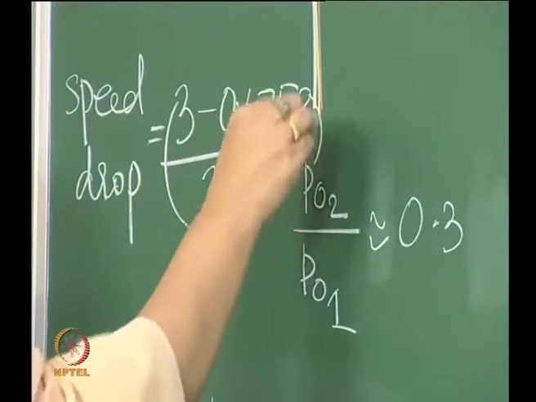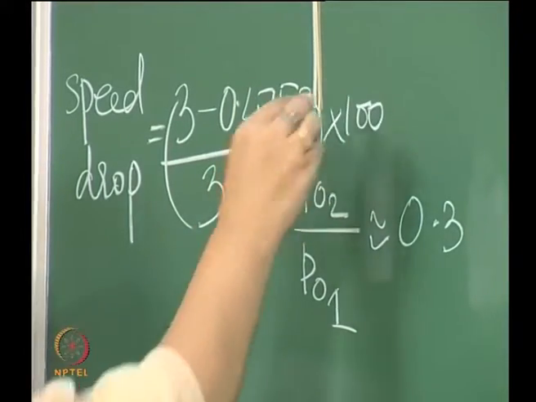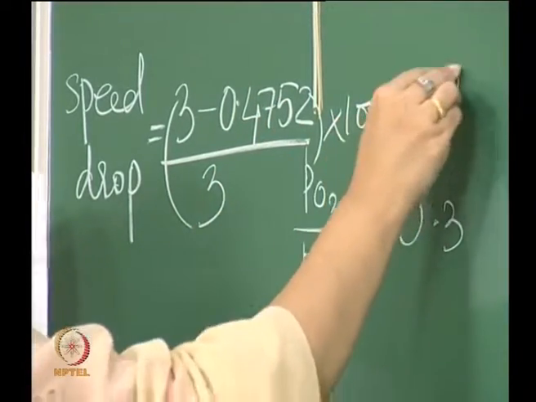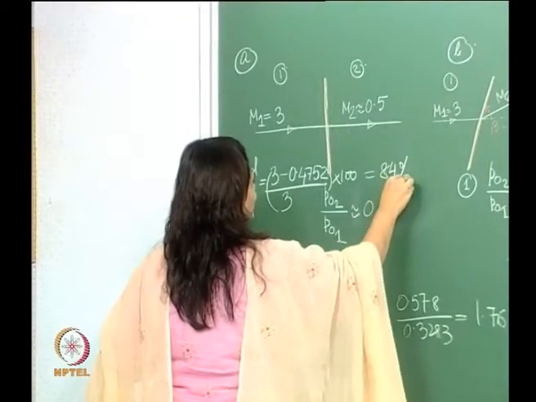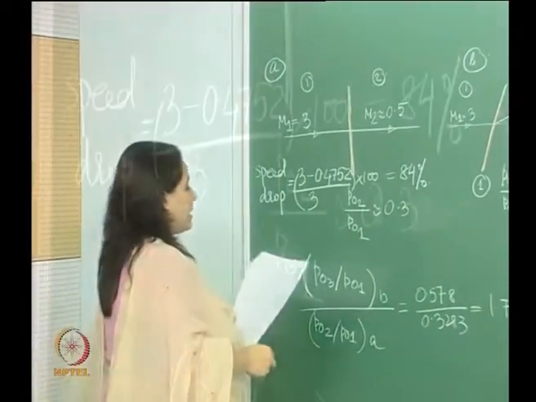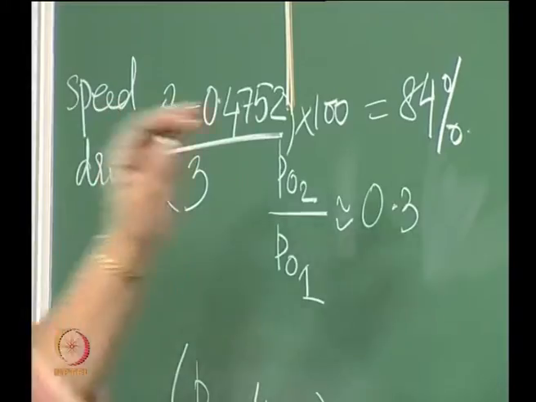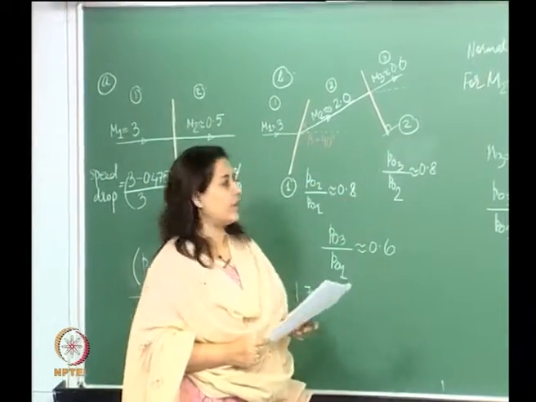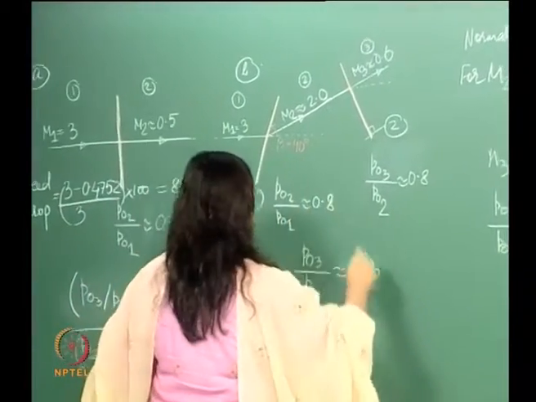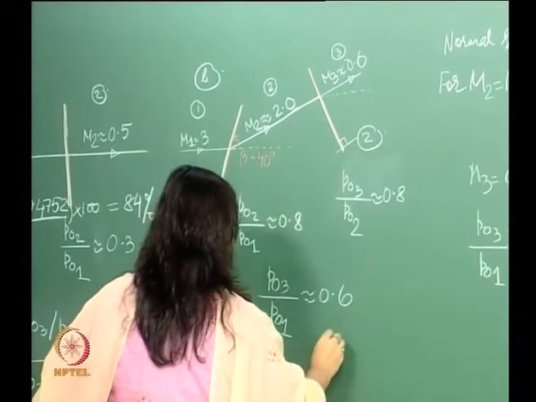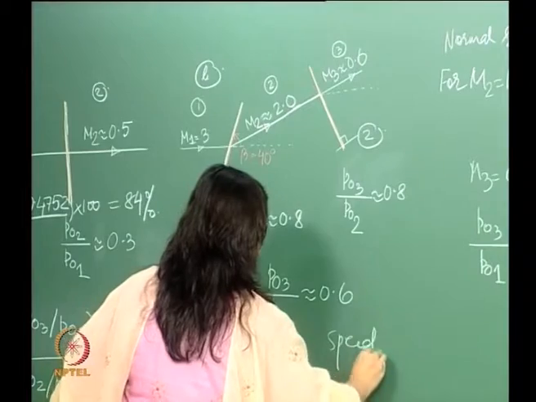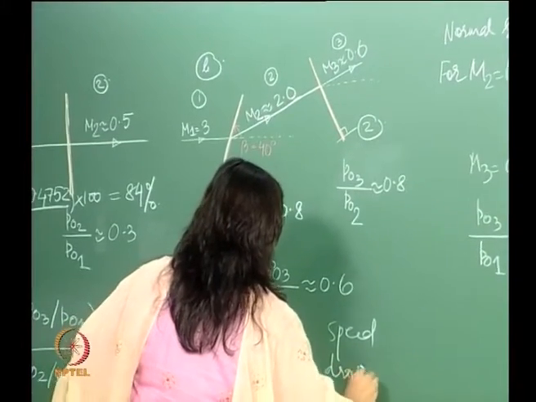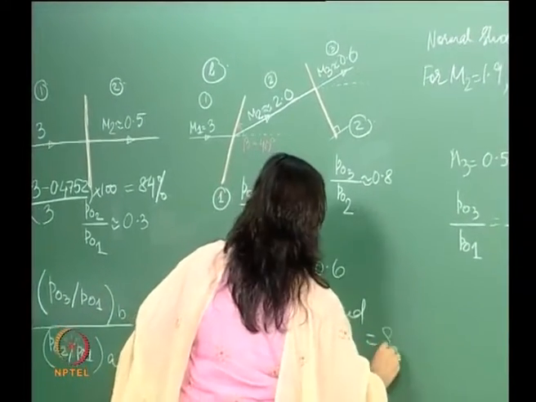Right, and we take a percentage of that, and that comes out to be 84%, and here it goes from 3 to 0.5956. So I do the same thing here. So here the speed drop, do the same thing here and you get an 80%.